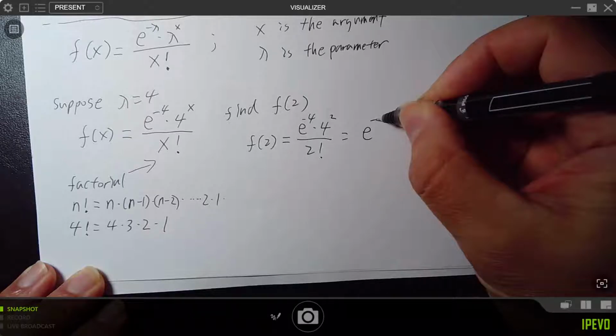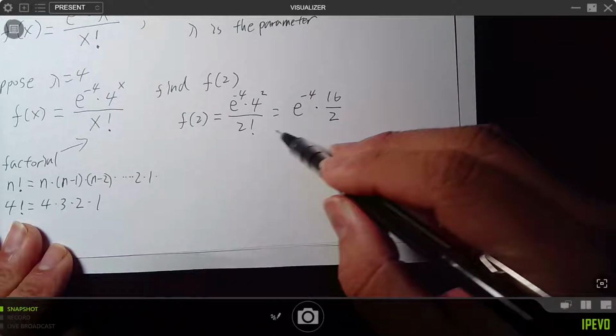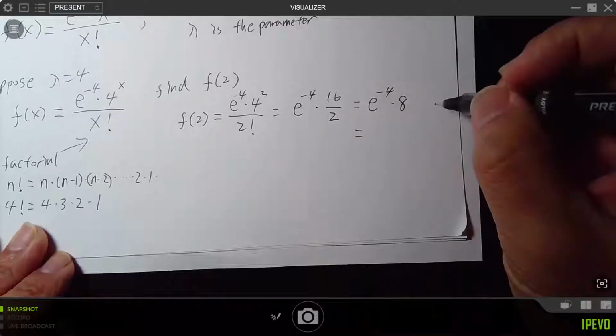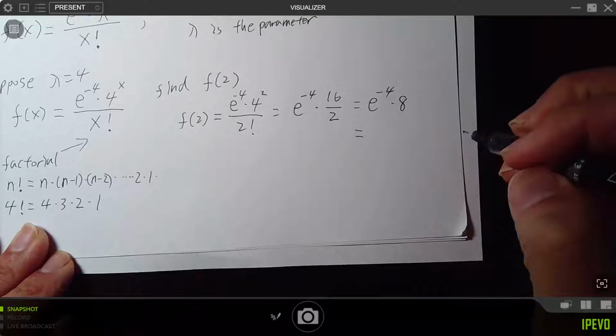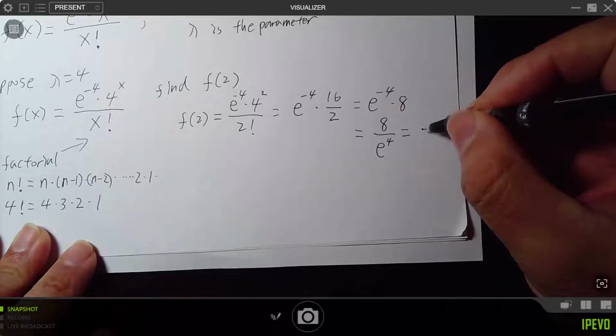Okay, so 4 squared is 16. 2 factorial, just 2 times 1, will just be 2. So this just equals e to the negative 4 times 8. And if you put it in your calculator, okay. By the way, if you remember from algebra, with a negative exponent, I can bring this whole thing down to the denominator. So I can rewrite this as 8 divided by e to the 4th power. So these two are equivalent. Put that in on the calculator, and this is what you should get.